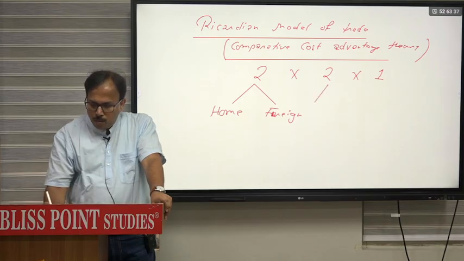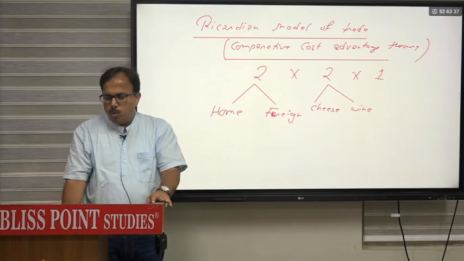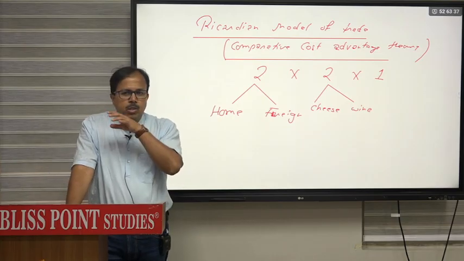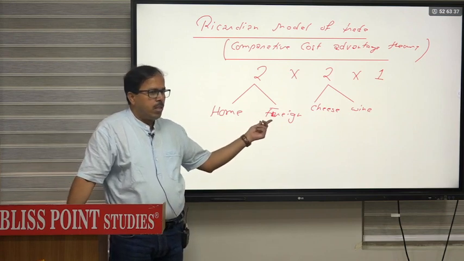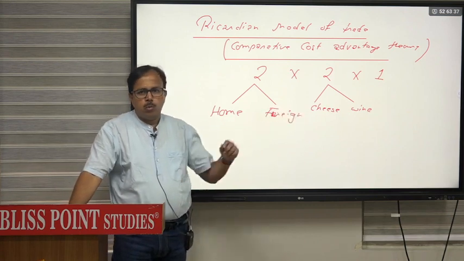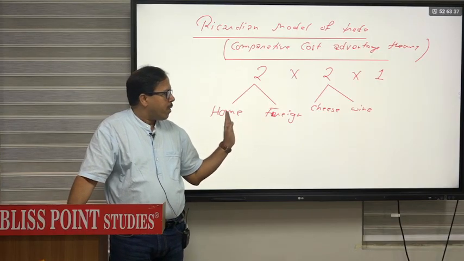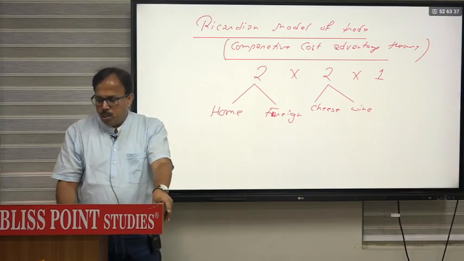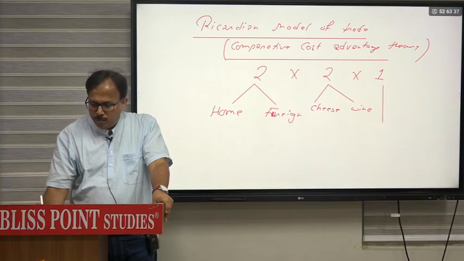Producing two products. Suppose it is cheese and wine. I am taking the same example as in Paul Krugman. If you read this content there, it is mentioned as nation 1, nation 2, good 1, good 2, but it is better to relate with some example. So home country and foreign country produce cheese and wine by using one factor of production, that is labor. Labor is the single factor of production.